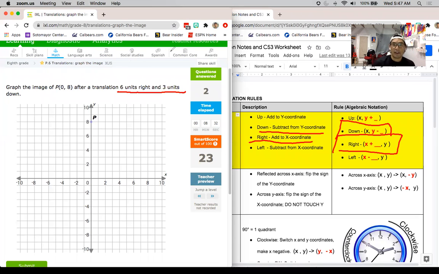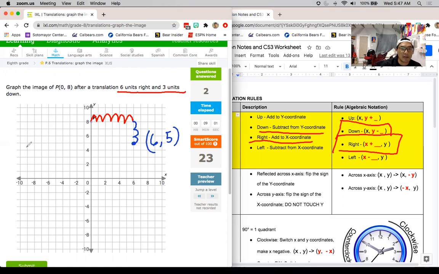And this time I'm just going to count it off first. So I'm going to go to the right 6 units. 1, 2, 3, 4, 5, 6. And then I'm going to go down 3. 1, 2, 3. So my new point should be at 6, comma 5. And let's see if we do this algebraically, if we get the same answer.